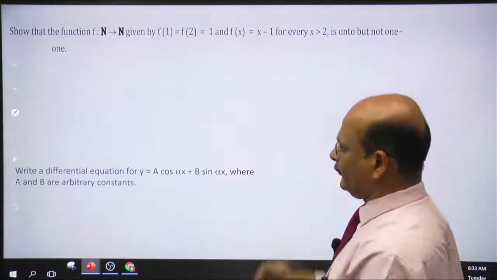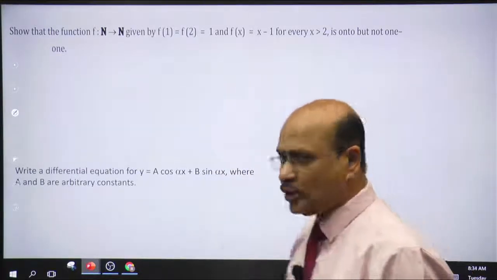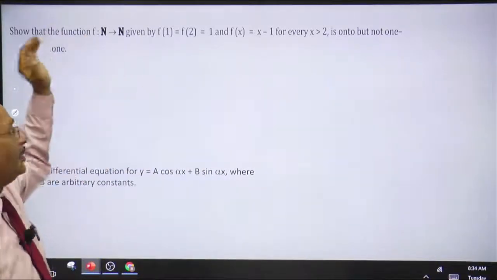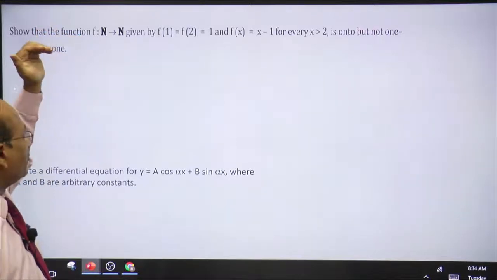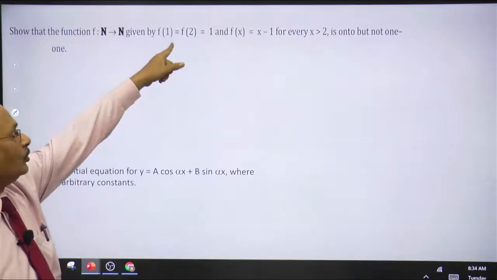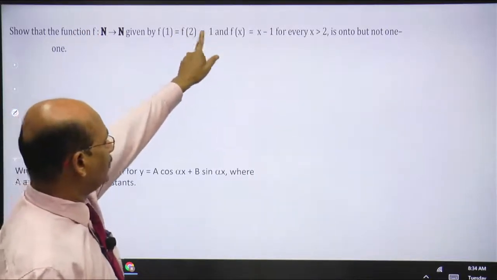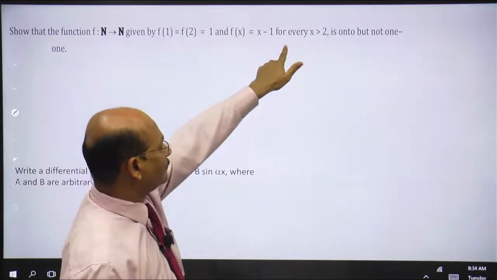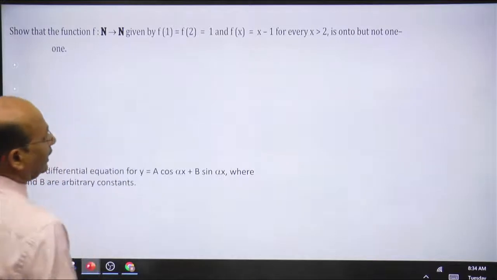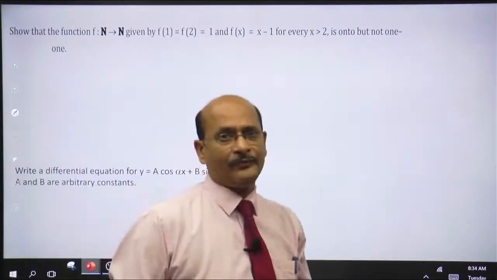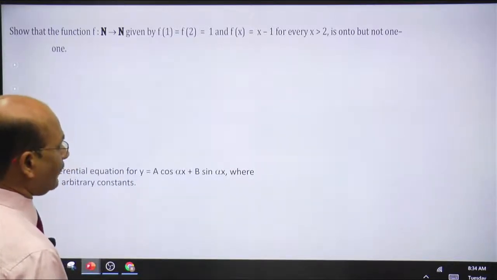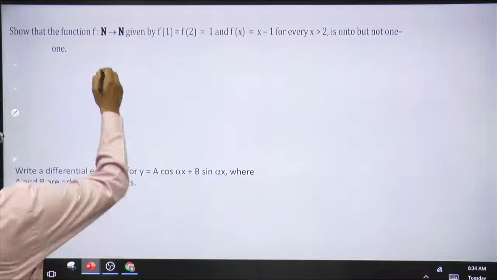Now if you look at the first question there, they are telling show that the function f from N to N, remember here N to N, it means natural numbers to natural numbers, given by f of 1 is 1, f of 2 is 2, and f(x) is defined as x minus 1 for every x greater than 2. So the x value has to be greater than 2. So it is onto but not 1-1. Now this is something very important, it is not 1-1. Now if I talk about 1-1, I'll just share with you.